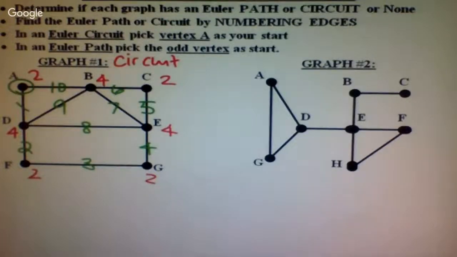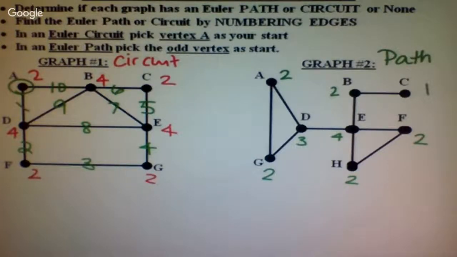Graph number 2. A has a degree of 2. We're going to jump down to G, 2. D, 3. E, 4. Let's go down to H, 2. F, 2. 2. B, 2. C, 1. 1. Okay, so we have a what? Path.